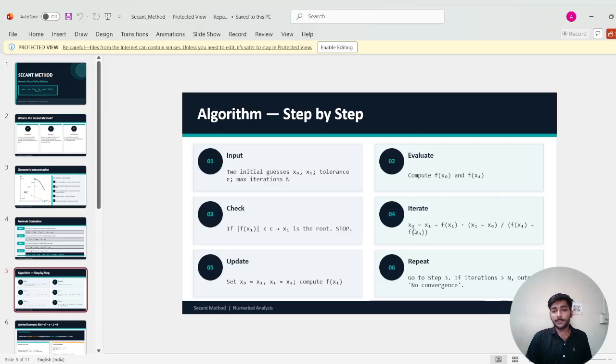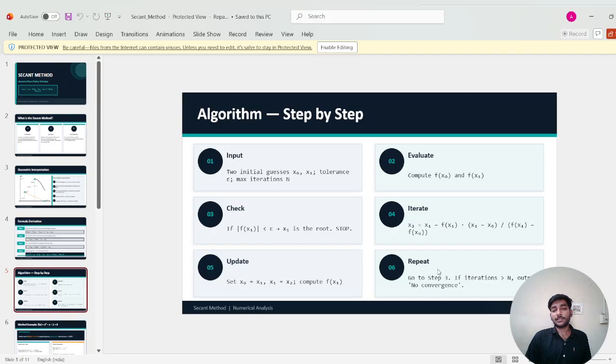Iterate means we have to find the value of x2 by applying this formula. This secant formula means x2 is equal to x1 minus f of x1 times (x1 minus x0) divided by f of x1 minus f of x0. Then we will find the value of x2. Then we have to go on to step 5. Here we will set x0 equal to x1 and x1 equal to x2, so here we will update the values of x0 and x1.